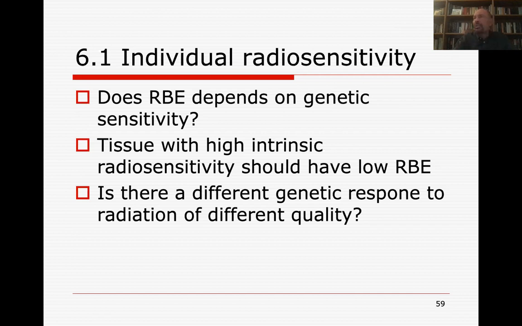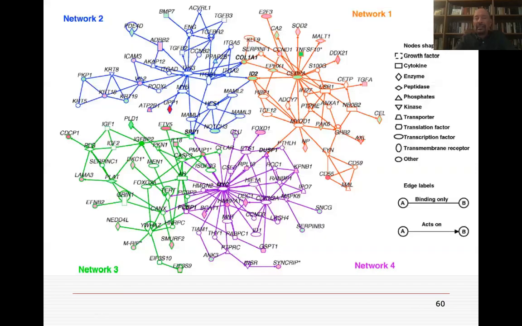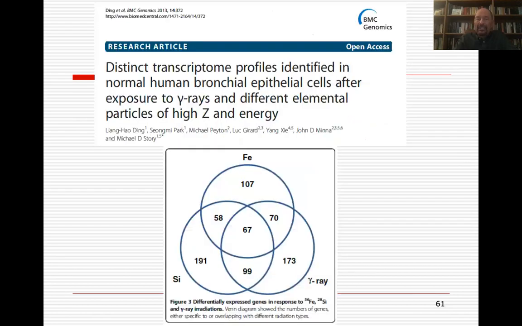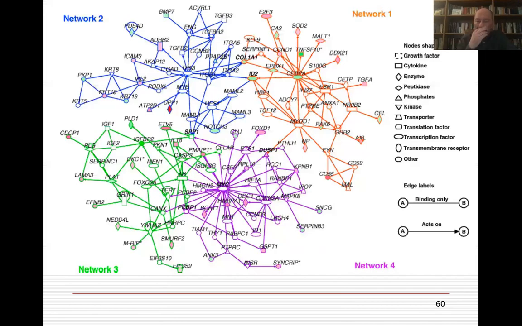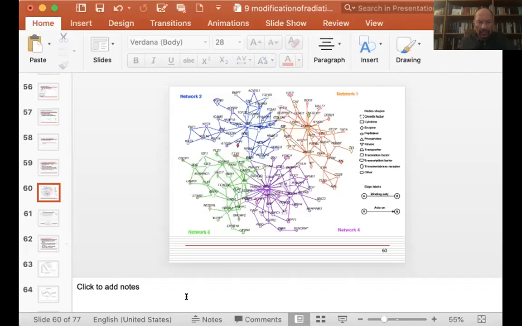Now, the question is whether you have a different genetic response. So maybe, is it true that if I'm radiosensitive to X-rays, I'm also radiosensitive to heavy ions or whatever? Maybe not. You see, this is a nice experiment that shows these genes. I'm sorry, the reference is missing here. I think you should see it in the file. No, it's been deleted somehow.